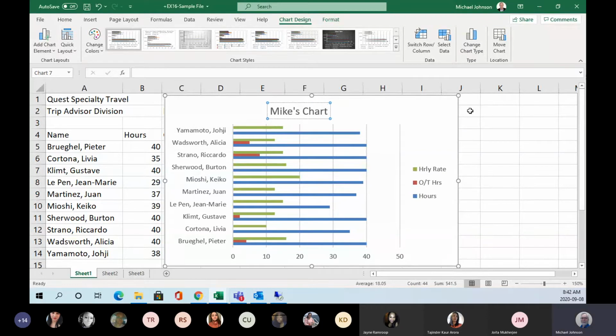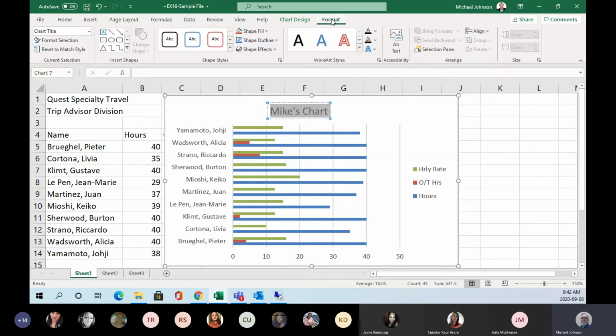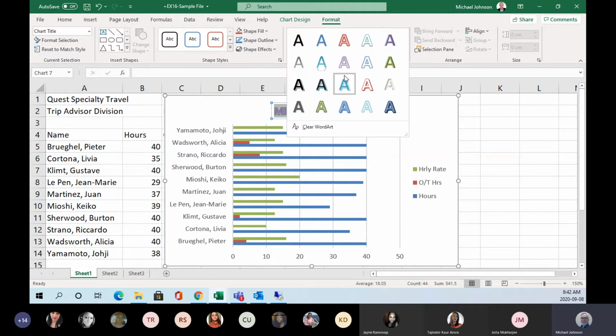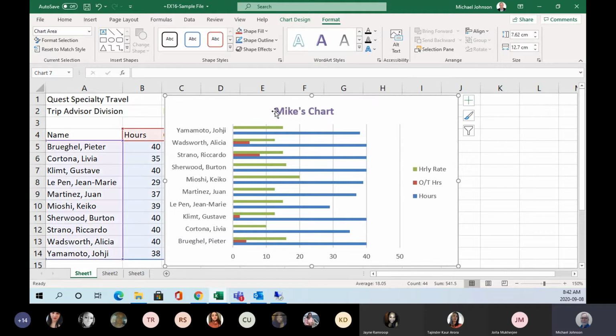There's Mike's chart. And of course, I can come in here and modify this a little bit with format. So I'll click on format up here. I would like to change the font. Let's change it this way here. Purple. Let's take the purple. There you go. So now it's purple. And I can change a lot of other things about it as well.